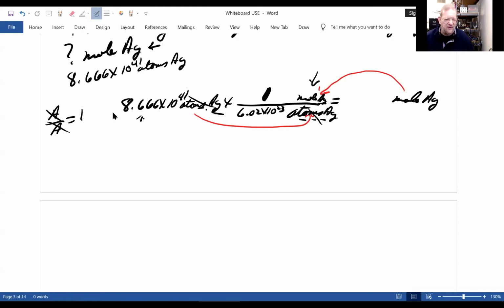Just before I leave, this is 4 significant figures. This is 3 significant figures. And this is an exact number, which plays no role. So my answer should have 3 significant figures. And let's go to my calculator.